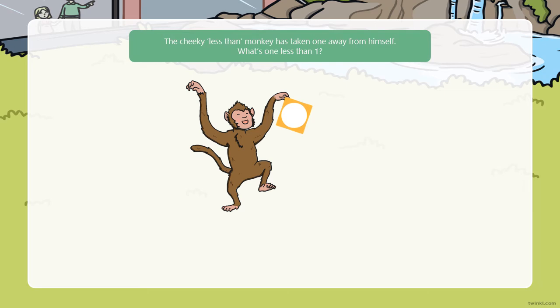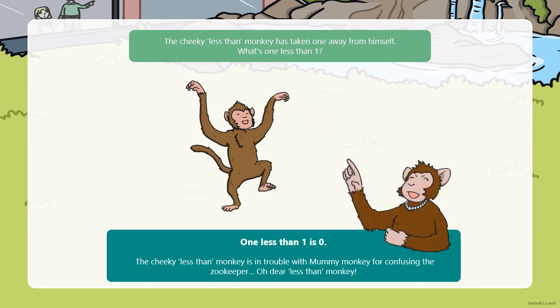The cheeky less than monkey has taken one away from himself. What's 1 less than 1? 1 less than 1 is 0. It's nothing. There's nothing left. The cheeky less than monkey is in trouble with Mummy Monkey for confusing the zookeeper. Oh dear, less than monkey.